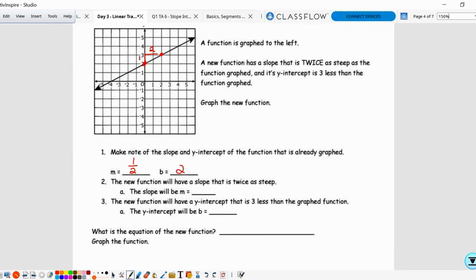It says the new function will have a slope that is twice as steep. What's the new slope? Well, my original slope was 1/2. If I want to go twice as steep, then I'm multiplying it by 2. Remember that when you multiply a whole number by a fraction, we can put a little 1 underneath that and multiply straight across the top and straight across the bottom and simplify. Our new slope should be 1. Actually, I'm going to go ahead and make that a different color. Let's go blue.